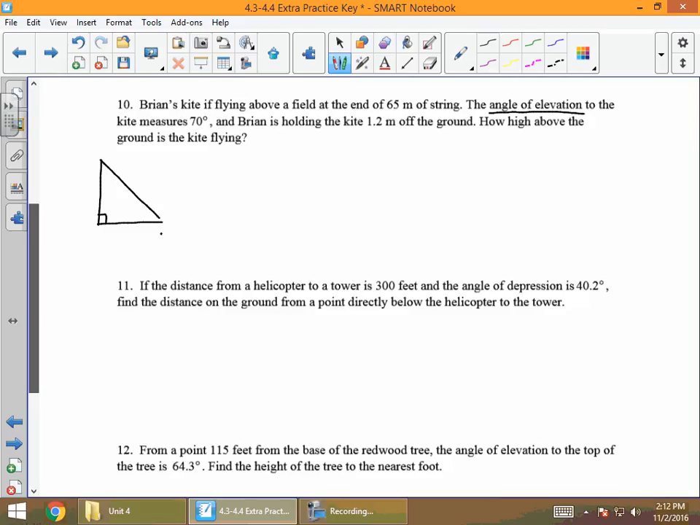So Brian is down here. His kite is up here. And it says that the string that's connecting Brian to the kite is 65 meters. The angle of elevation, here's an angle of elevation, is 70 degrees. And it says that Brian is holding the kite above the ground. All right, so here's the ground. So this point over here on this end, down to the ground, is 1.2 meters.